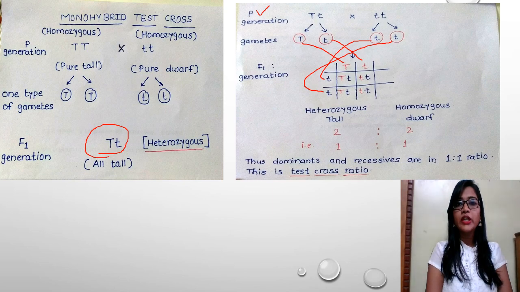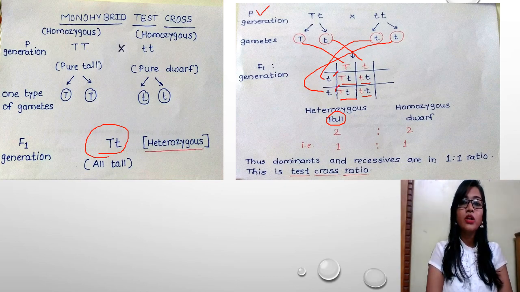Capital T small t, this is the first combination. This plant is tall but it is heterozygous. Another is small t small t, that is, one plant is dwarf. Another capital T small t is again tall heterozygous, and another is small t small t. So we are getting heterozygous tall plants. These are the two heterozygous tall plants.